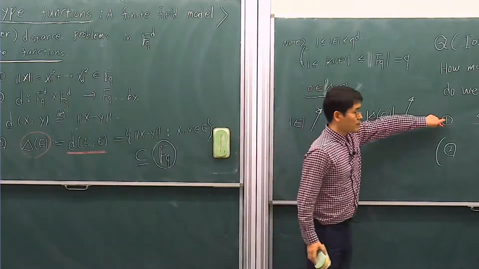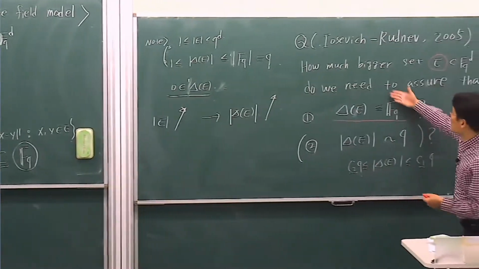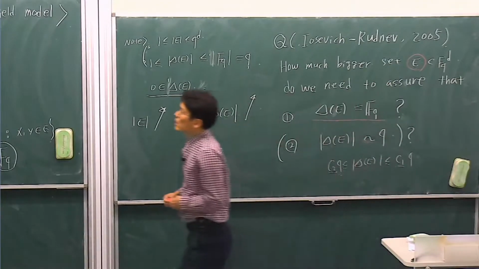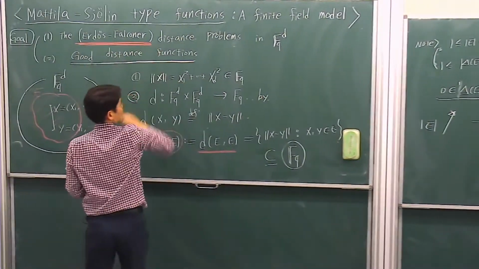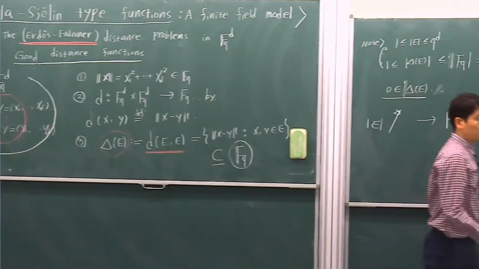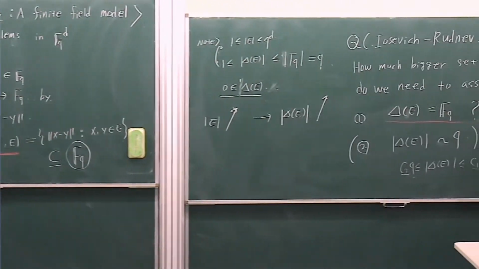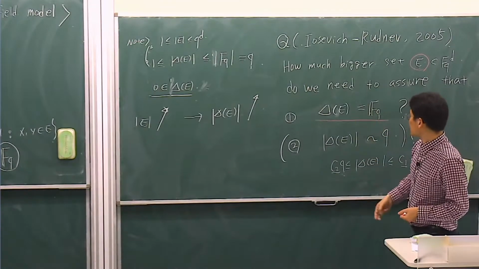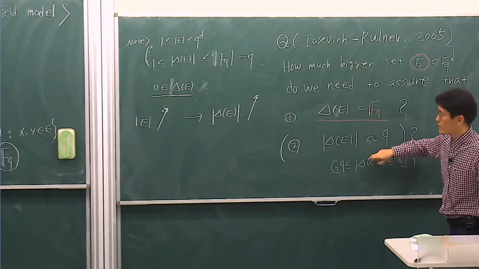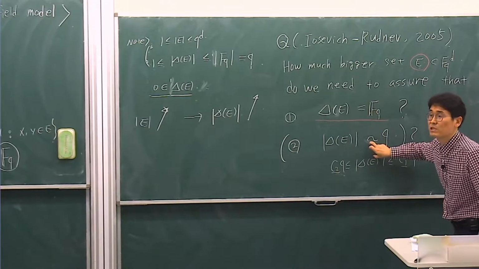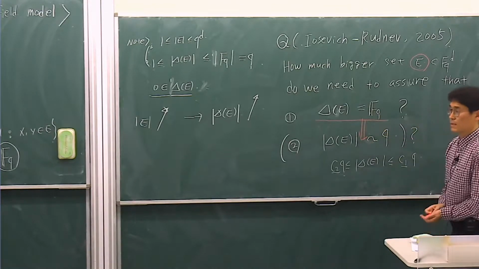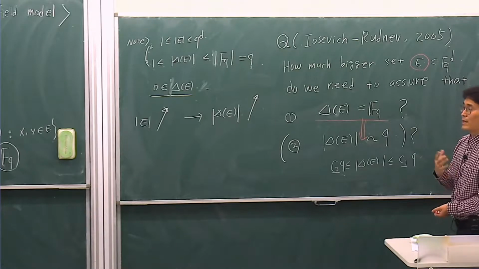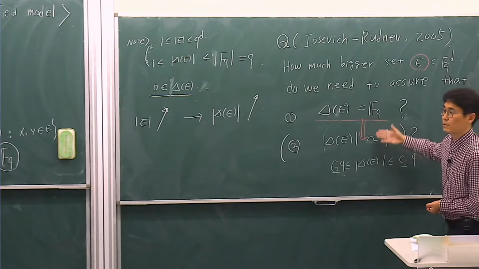So this first problem was called the Erdos-Falconer problem. But strictly speaking, there are two versions in terms of the conclusion. This is one problem, and this is the other problem. This conclusion implies this one. So today I distinguish these two problems.